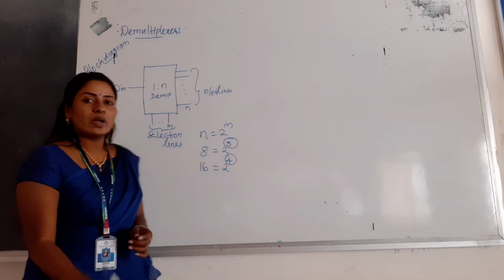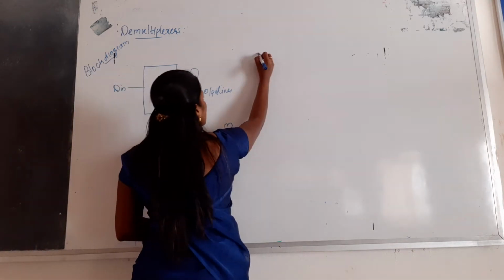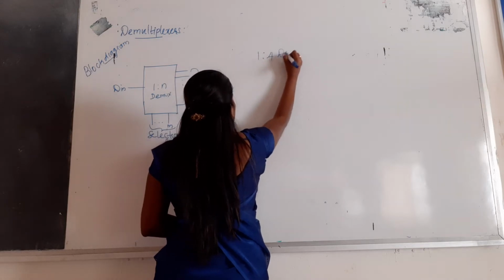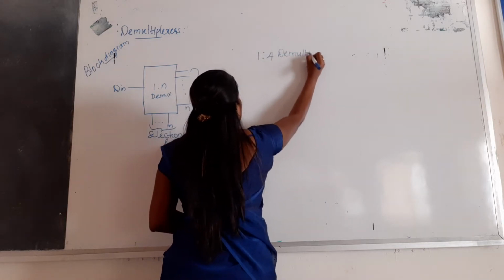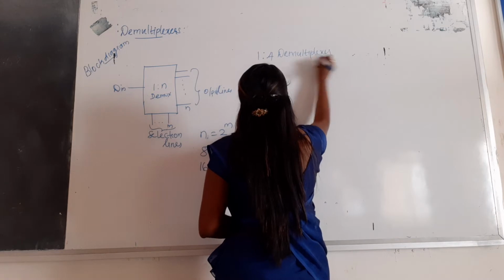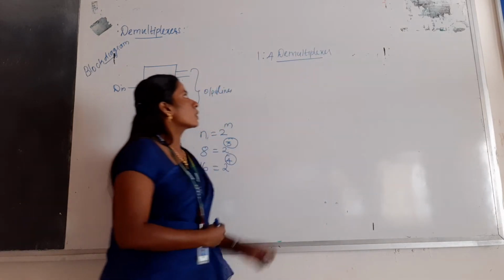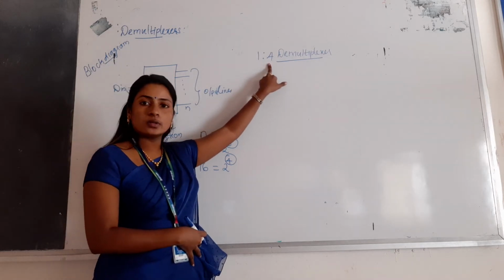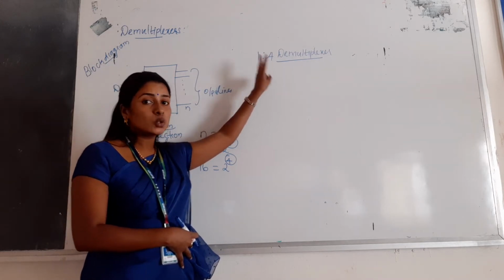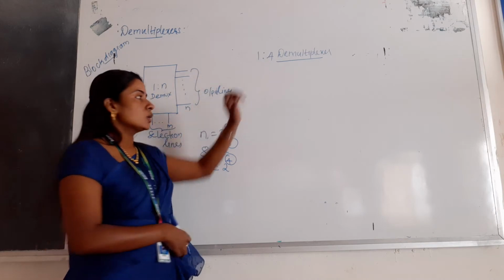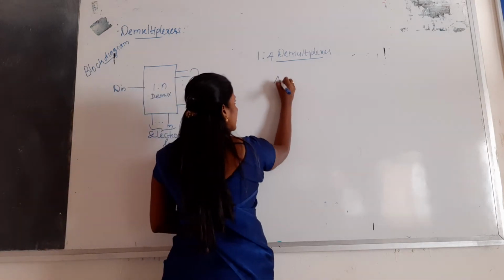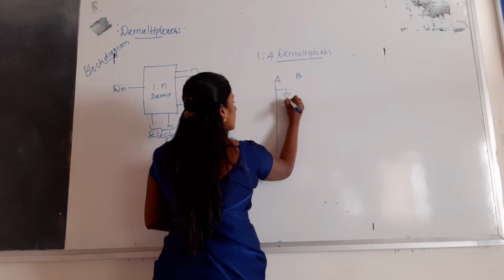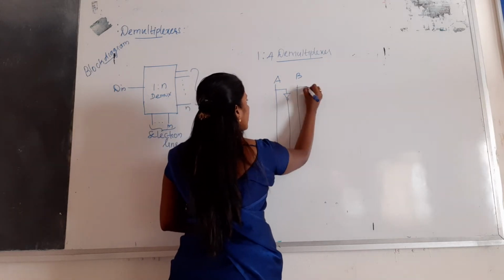Now I will draw a 1:4 demultiplexer. In a 1:4 demultiplexer the outputs are 4, so the selection lines are 2, since 2 power 2 is 4. The 2 selection lines I am taking as A and B, along with A bar and B bar.